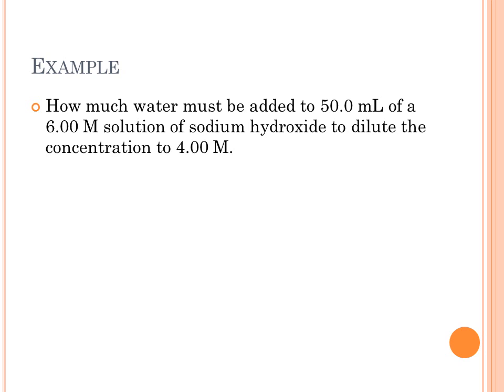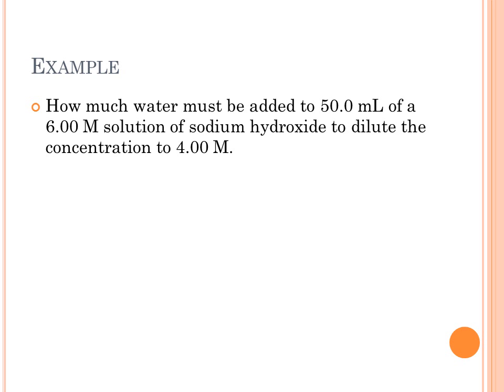In this last example, we're going to change up the dilution a little bit. We want to know how much water must be added to 50 milliliters of a 6 molar solution of sodium hydroxide to dilute the concentration to 4 molar. In this case, I asked for how much water needs to be added. That's an important distinction to make. These problems are not necessarily difficult, but if you don't read them carefully, you'll miss it, because some problems may say how much water needs to be added or how much water is added versus what is the volume of the total solution. You need to be careful to make that distinction.